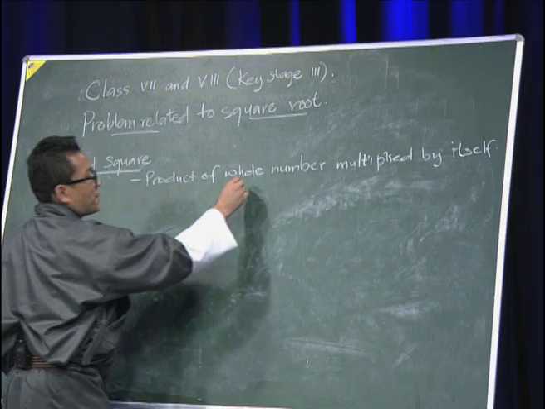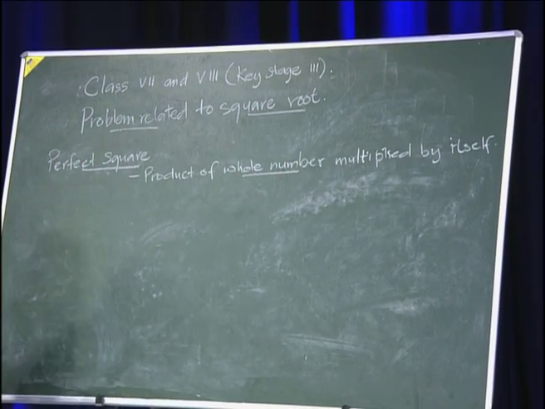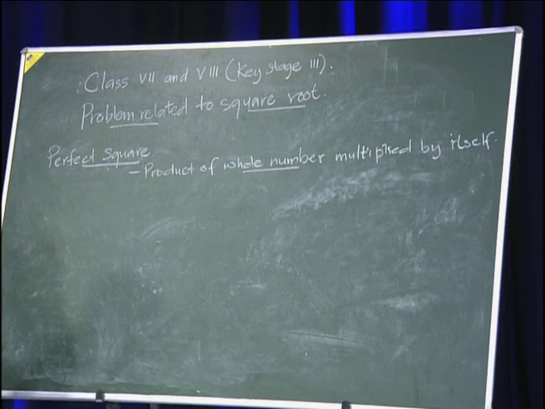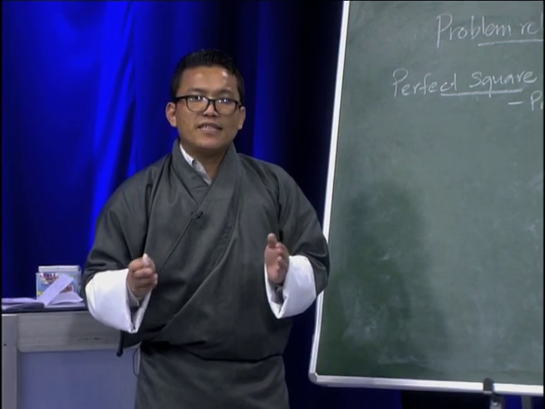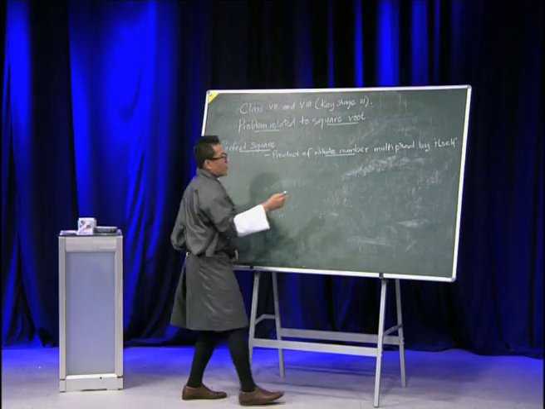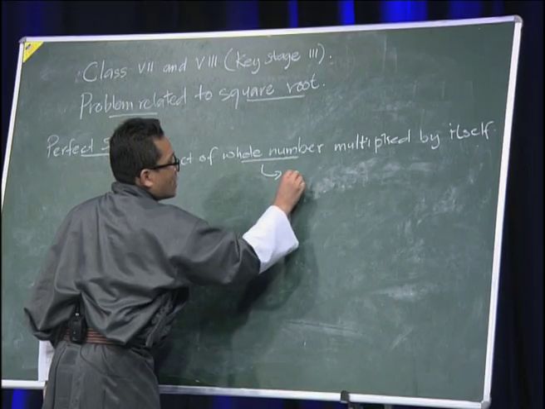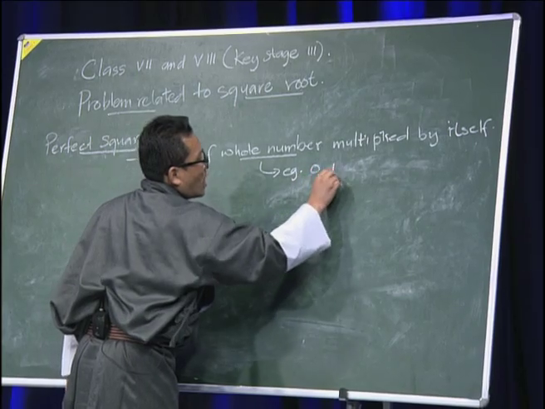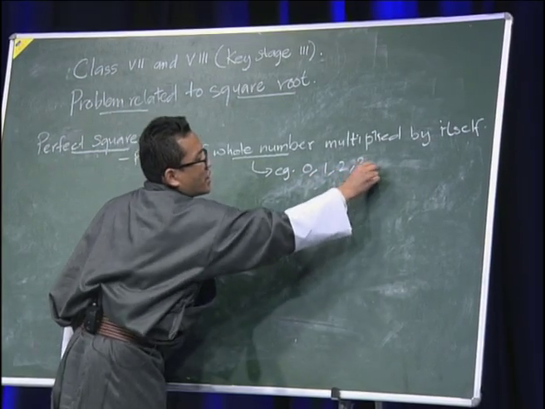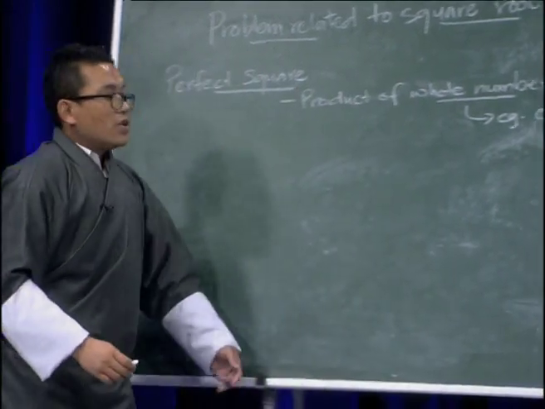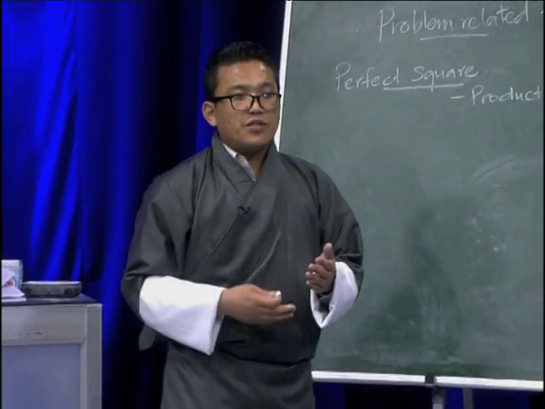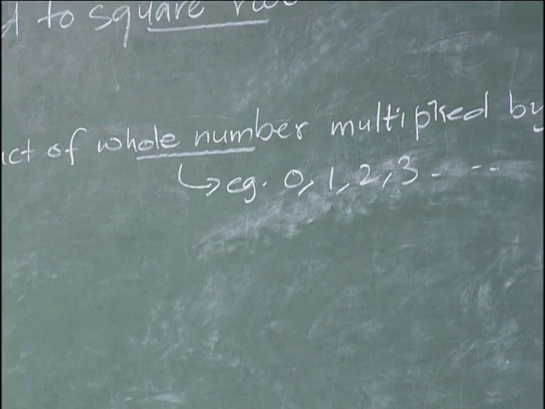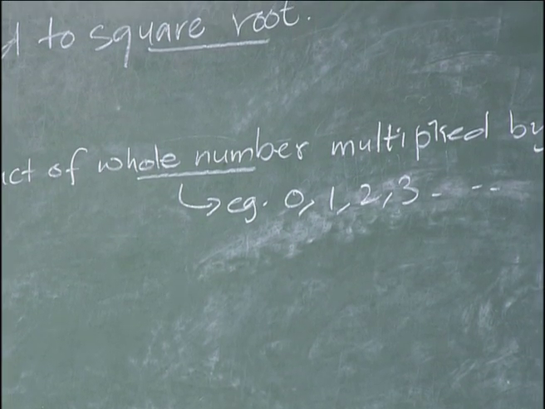Now, whole number here, do you remember what a whole number is? A whole number is a number sequence that starts from 0. For example, 0, 1, 2, 3, and so on.